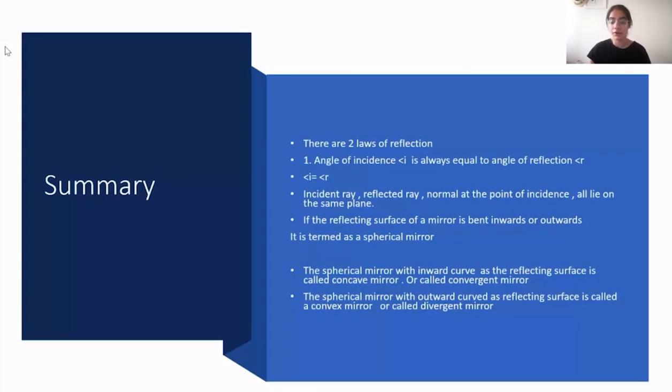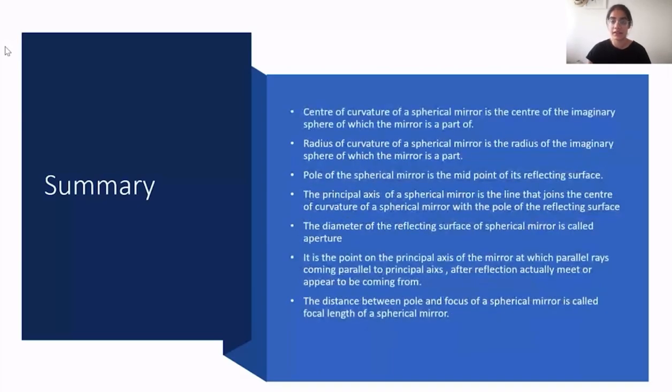Spherical mirrors with an outward curved reflecting surface are convex mirrors, and they are called divergent mirrors because rays of light incident on such a reflective surface do not meet or converge at a point, but they diverge after reflection in different directions. Hence, divergent mirror.